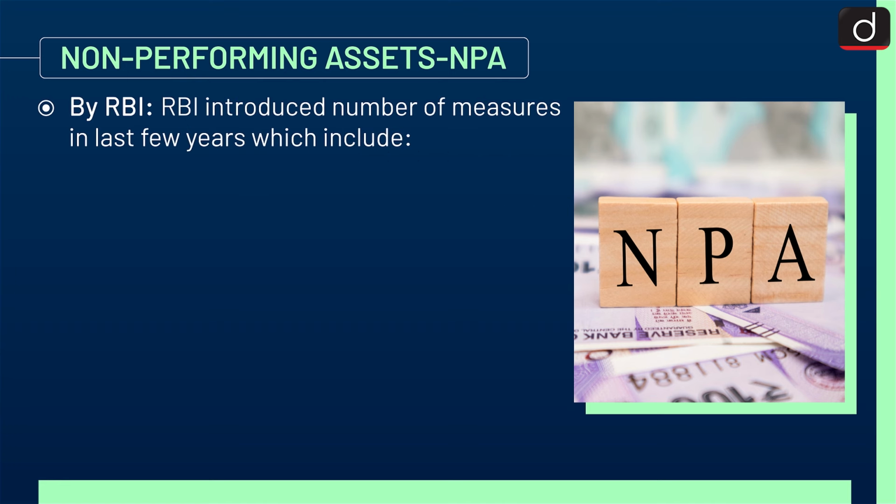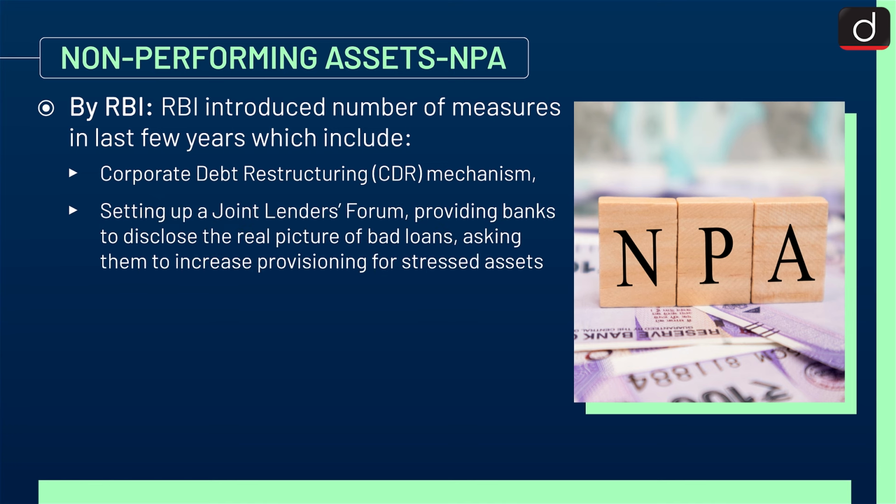Steps by RBI. RBI introduced a number of measures in the last few years which include the corporate debt restructuring, that is CDR mechanism, and setting up a joint lenders forum, requiring banks to disclose the real picture of bad loans, and asking them to increase provisioning for stressed assets.